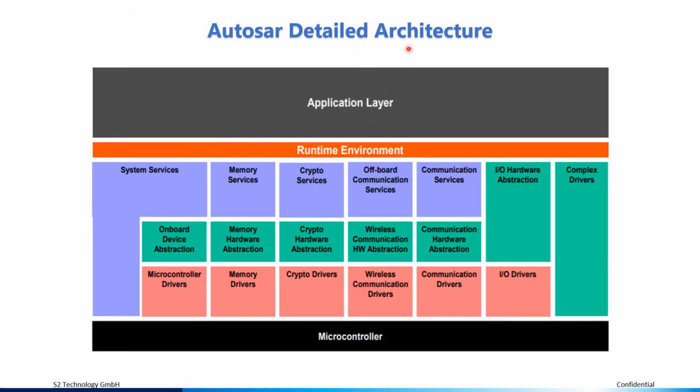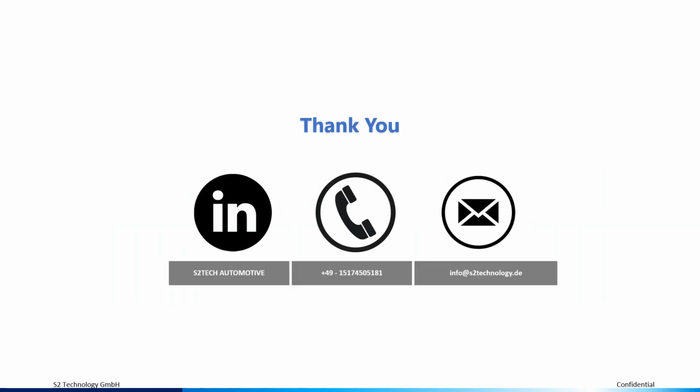Then the further AUTOSAR detailed architecture. This basic software is further divided into multiple system services, memory service, crypto, communication modules, and the IO hardware abstraction. We will see in the upcoming slides what is the purpose and how is the working of this basic software methodology. So stay tuned and stay connected for our further sessions. Thank you.